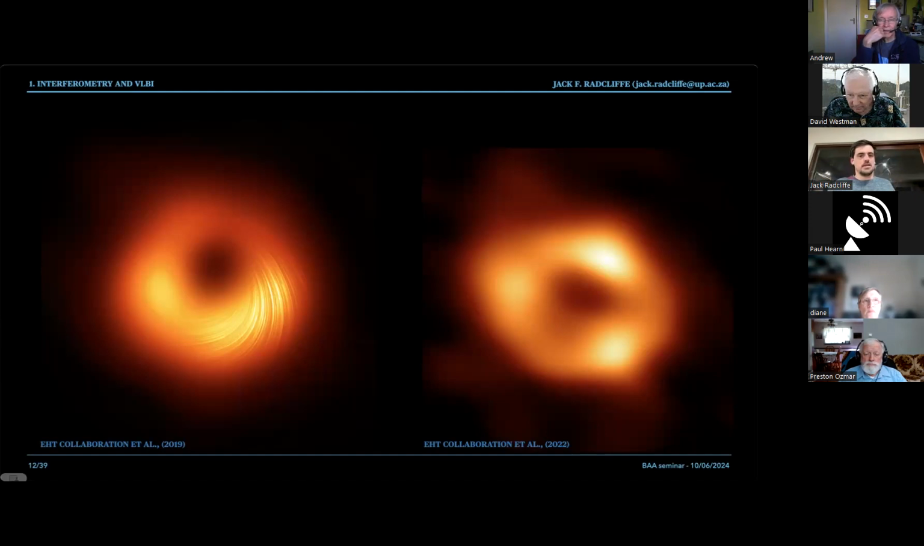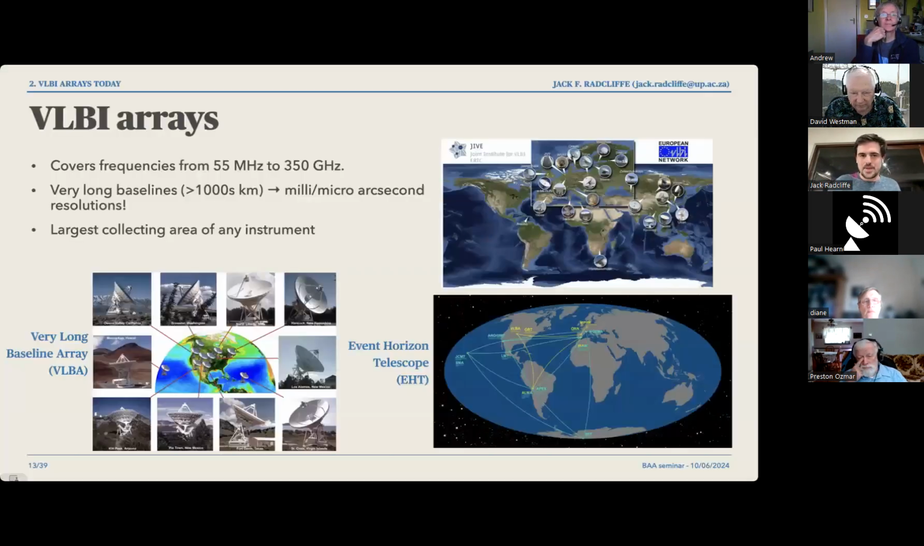And the next part I wanted to talk about is just the VLBI telescopes and the VLBI arrays that are here today. It's a very versatile instrument. We have lots and lots of different arrays. So we cover frequencies now from 55 megahertz all the way up to 350 gigahertz. So we're looking at a large amount of different astrophysical phenomena that we can start looking at using this.